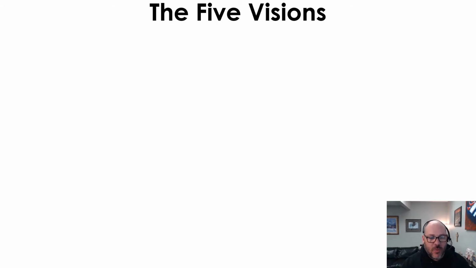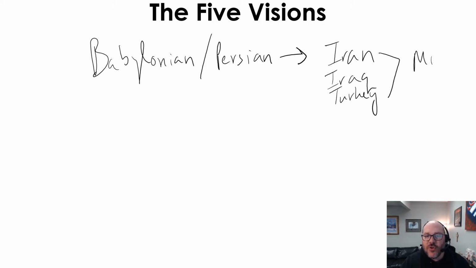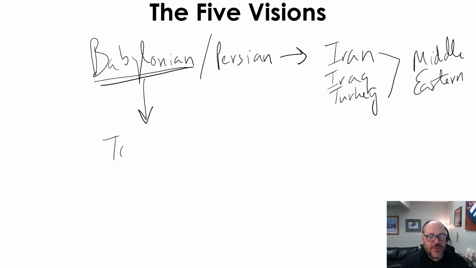All of these empires were Babylonian empires, and the Persian empires, which is modern day Iran. You can add into that Iraq, you can look at Syria, you can look at Turkey. All of these are Middle Eastern empires, the Middle Eastern empires of the day from the time of Daniel and the Babylonian Empire all the way to where we are today.